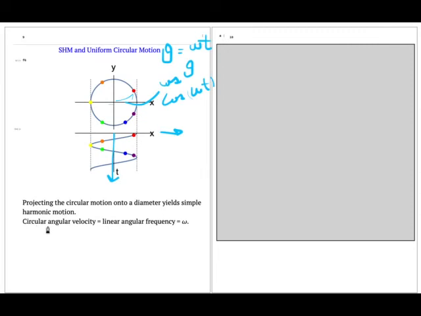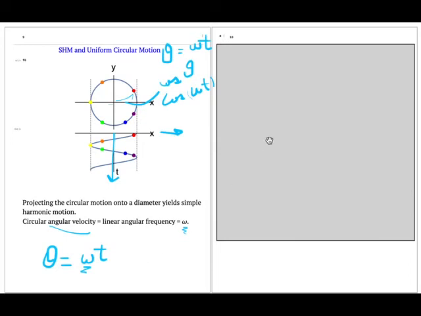In circular motion, omega is called angular velocity. So the circular angular velocity, that's omega, is the angular frequency, the omega of simple harmonic motion. That's kind of why this parameter for simple harmonic motion is called angular frequency, because if I compare it to the motion on the circle, it's just the angular velocity.